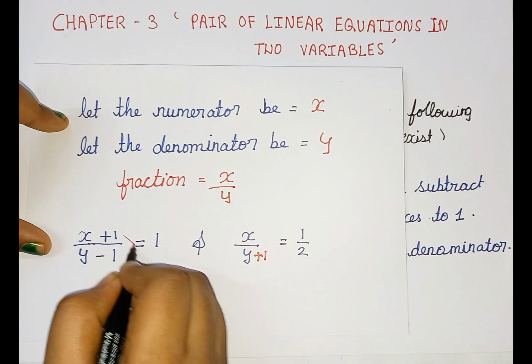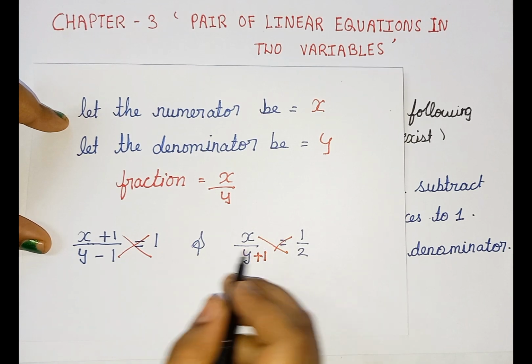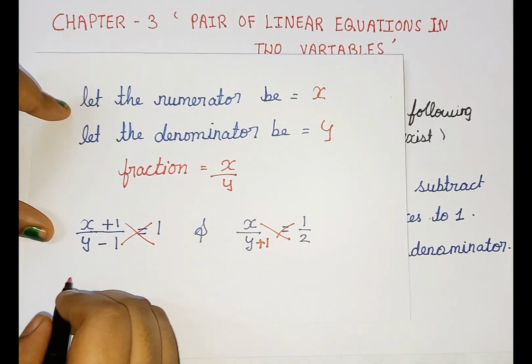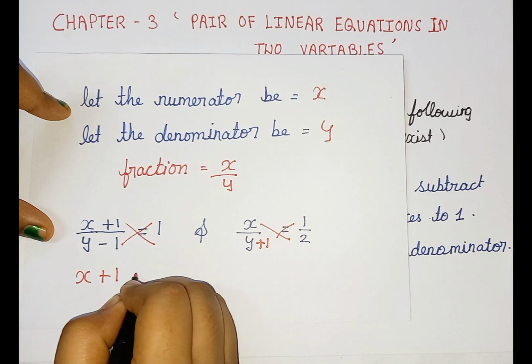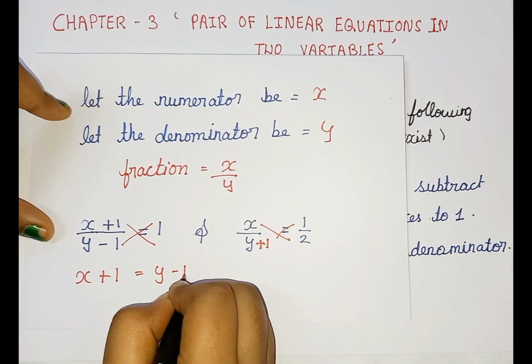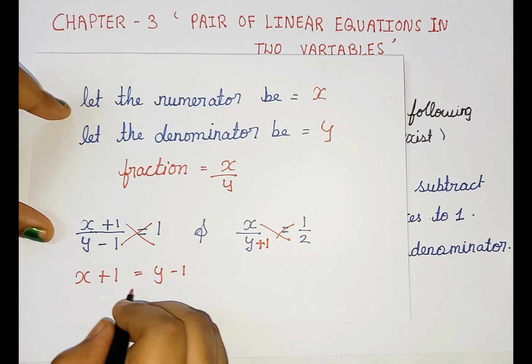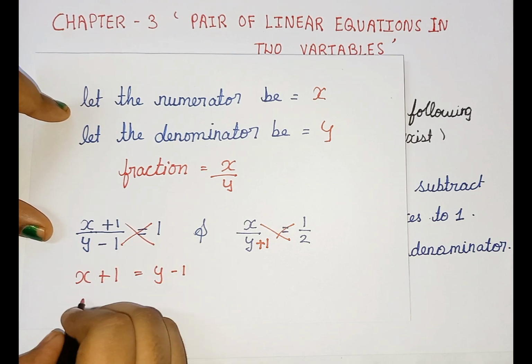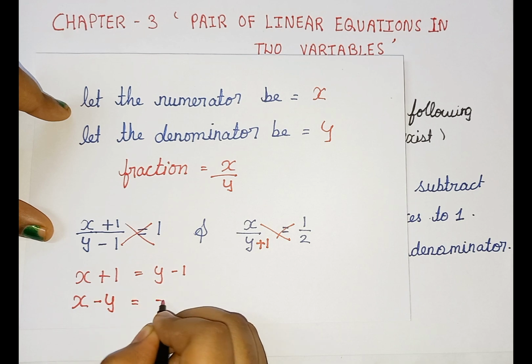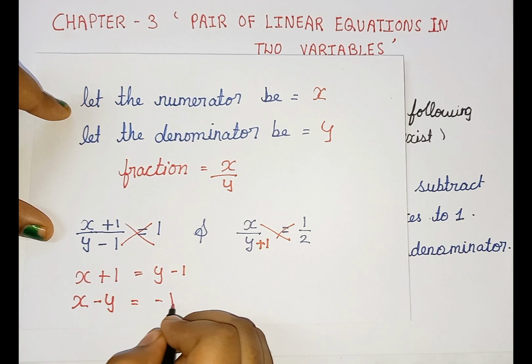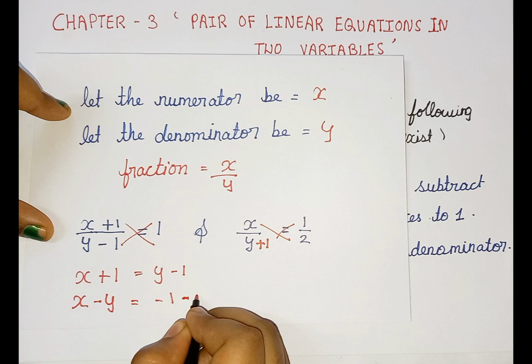So I am going to cross multiply. When I cross multiply, I get x plus 1 is equal to y minus 1. Then let us solve it. Let us get the variables to this side. When the y comes to this side, it changes into minus y, and the minus 1 stays as it is, and plus 1, when it comes to this side, changes into minus 1.